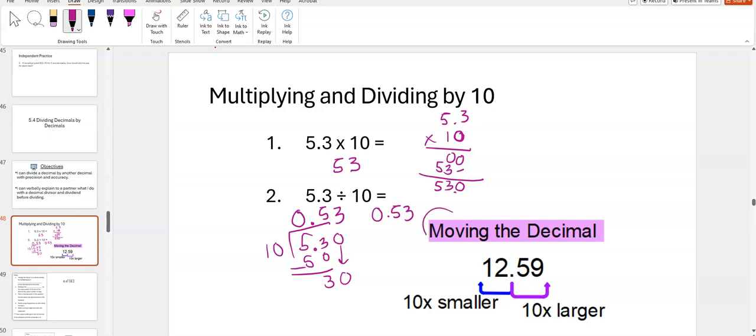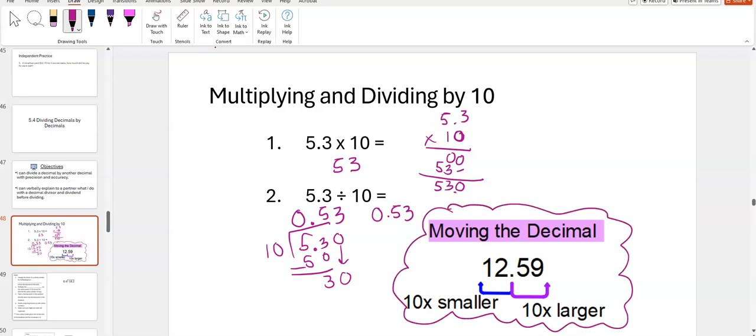That's what this little picture is reminding us. We move the decimal to the right to get larger. Every hop is 10 times, so if I move it 2 times, that would be 100 times larger. And to the left is smaller, again 10 times, so if I move this 2 hops, that would be 100 times smaller.